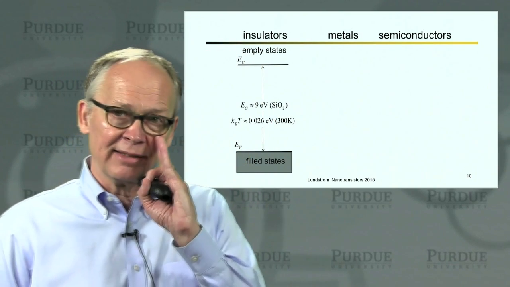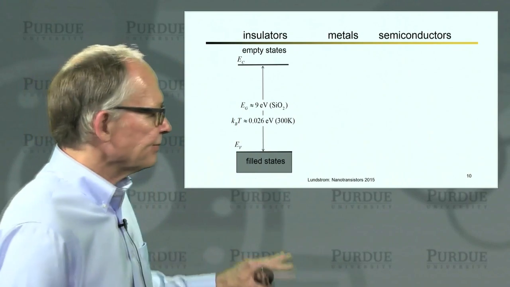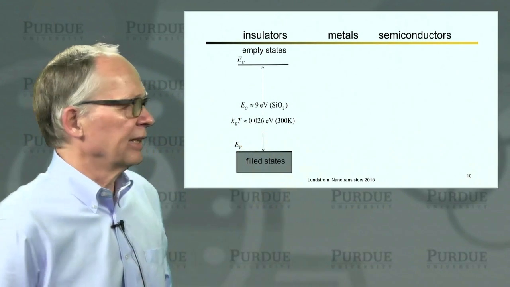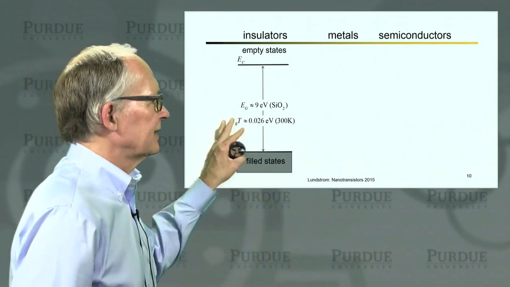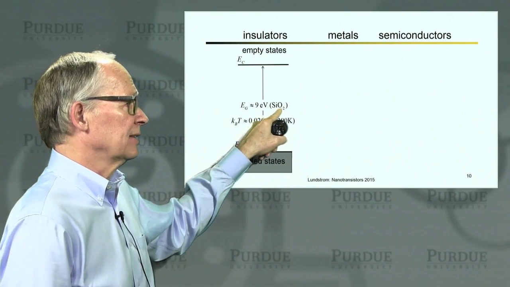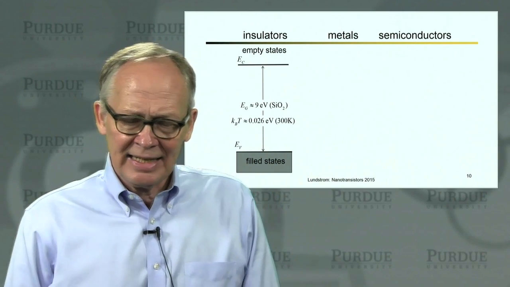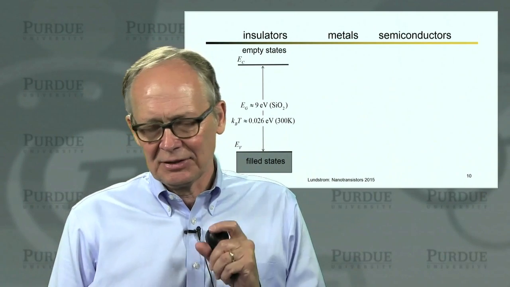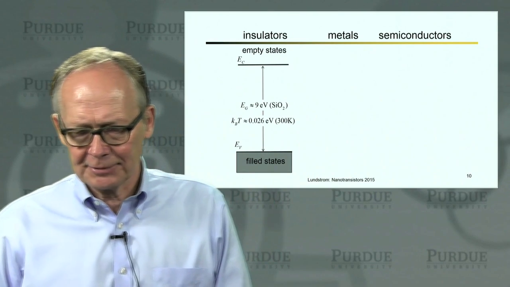Now, on energy band diagrams, insulators, metals, and semiconductors look something like this. The key feature for an insulator is that the band gap is very, very wide. So if I look at silicon dioxide or glass, this is a material that is commonly used in integrated circuits. It has a very wide band gap. It's very hard to create these electron hole pairs and to create carriers.